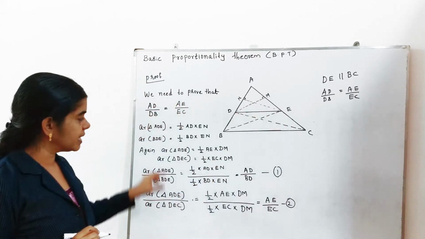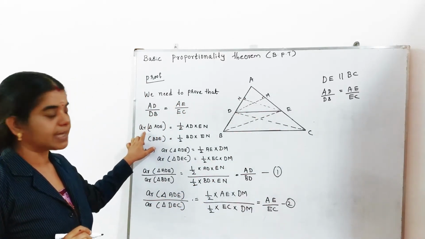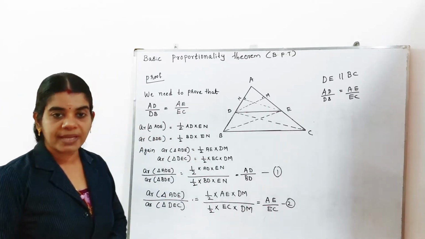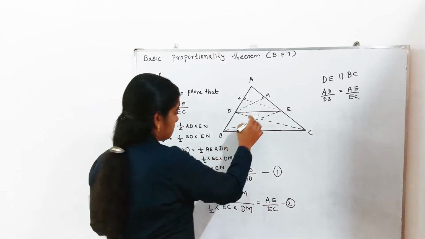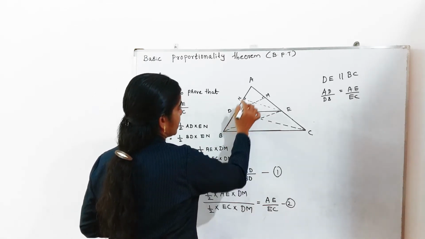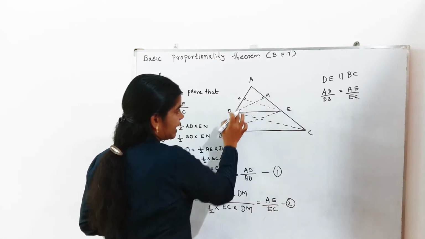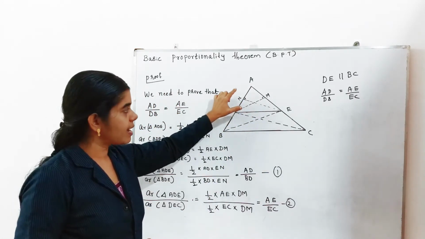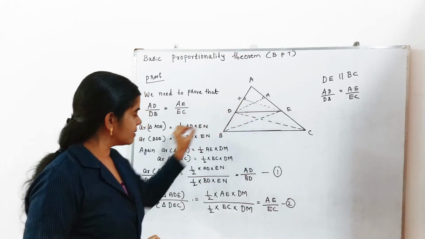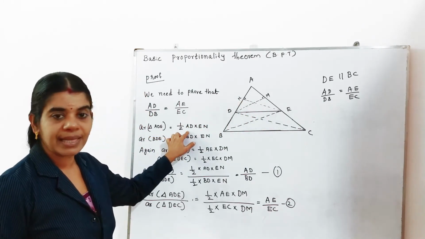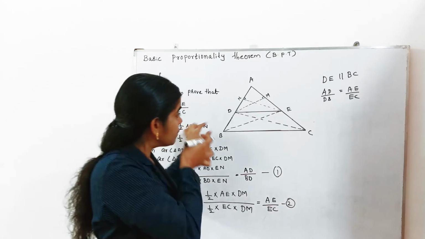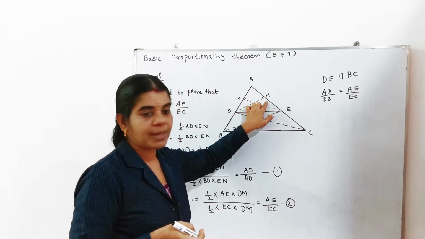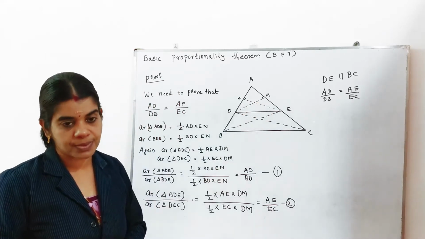In the ninth standard we studied area. In short form we can write it as ar. Area of the triangle is equal to half into base into height. First we take AD as the base. Then EN will be its perpendicular. So half into AD into EN will be the area of triangle ADE. Here one more base is also possible, AE, and its perpendicular will be DM. We can use that also.